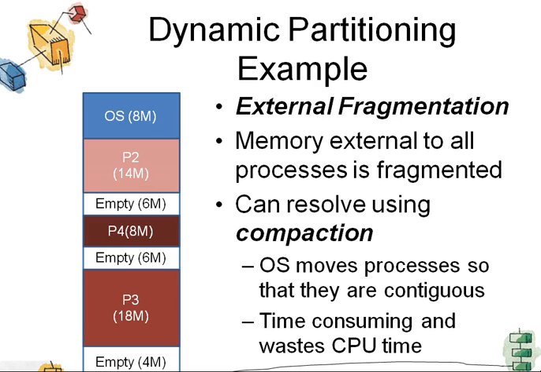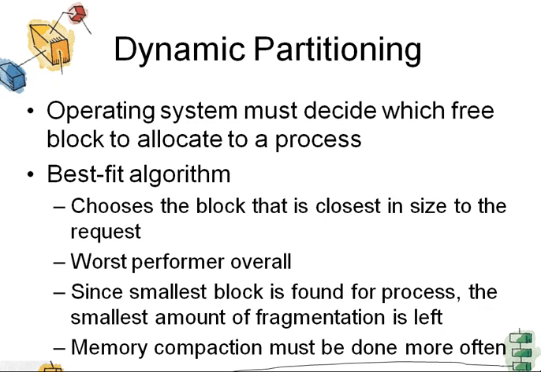In compaction, the operating system moves processes so that they are contiguous. Now obviously this is time consuming, and again it wastes some CPU cycles, but still the leftover free areas are combined together to form a large area of free space. Let us see how this can be done.